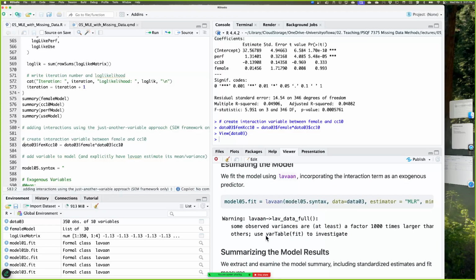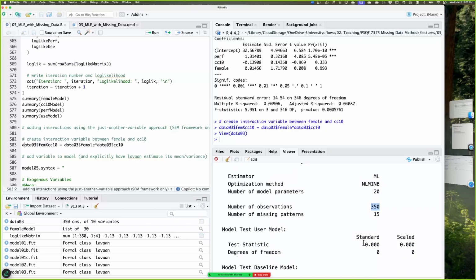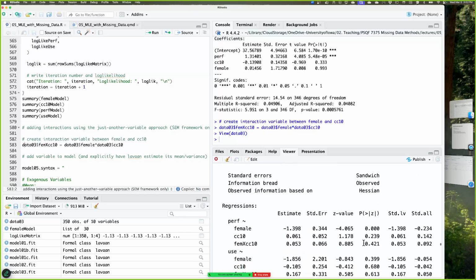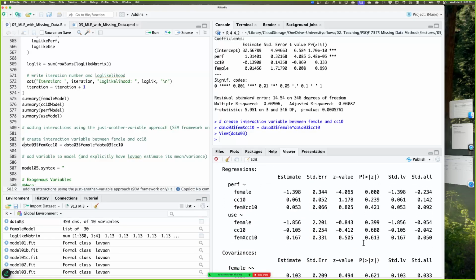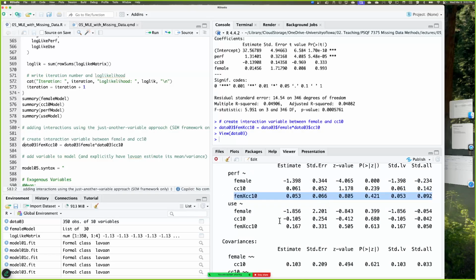Now let's estimate it. Our warning again is the same warning we had with female, but all observations are being used. And you can see we're using 350 observations. It didn't say smaller amounts. This is good in some ways. The model is still saturated, so we don't have to worry about model fit. And now you can see the impact of it. It turns out in this analysis, fem by CC10 does not have a significant interaction on either usefulness or performance.